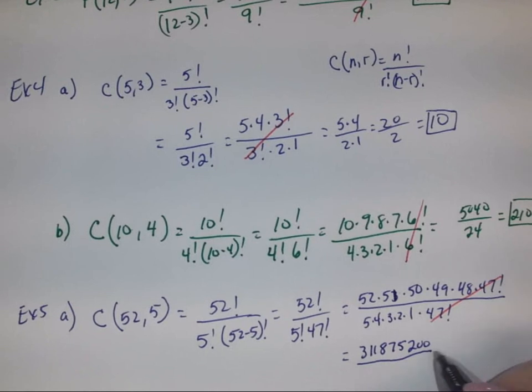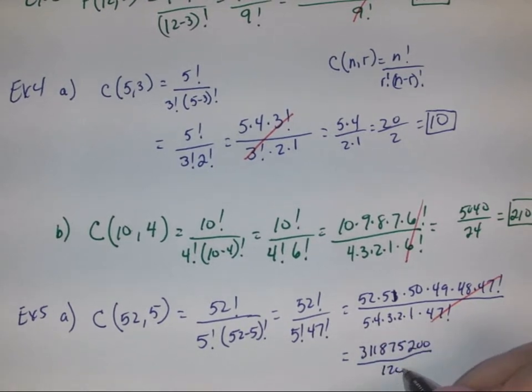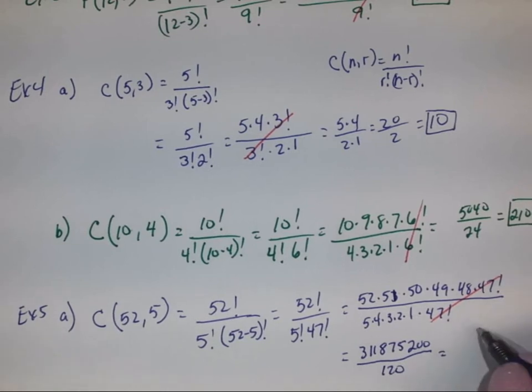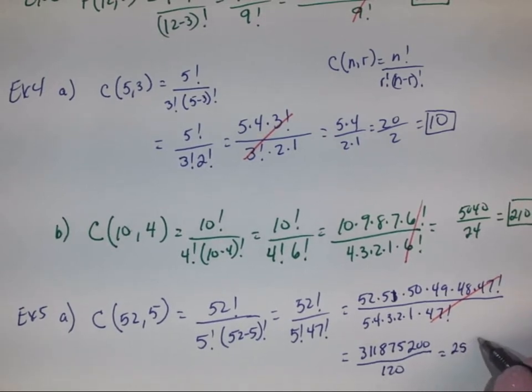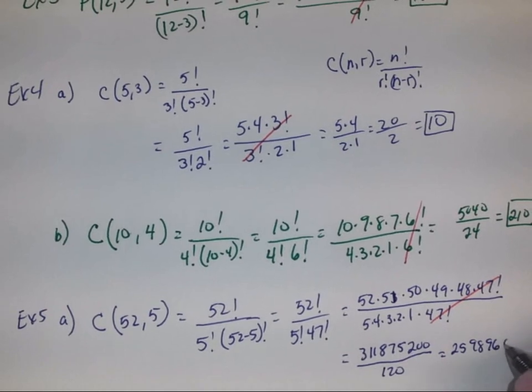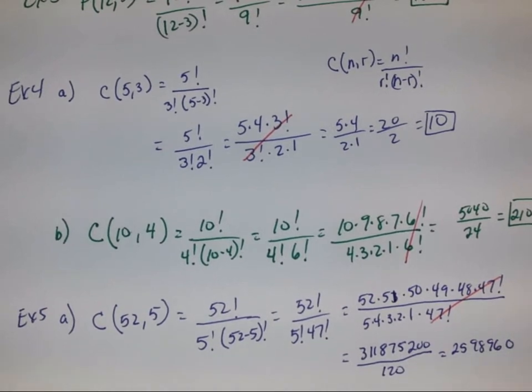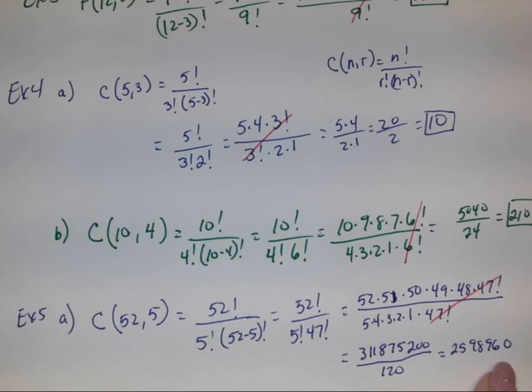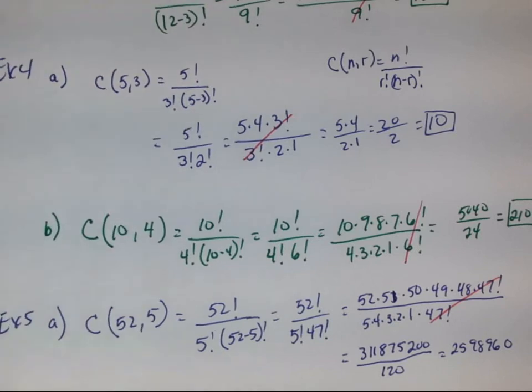3,118,752,000. And then on the bottom, 5 times 4 times 3 times 2 times 1 will get us 120. So we will end up with 2,598,960. Big number. So if we look at parentheses, we're ending up with 2,598,960 ways to choose a poker hand. All right, let's go look at part B, big numbers.